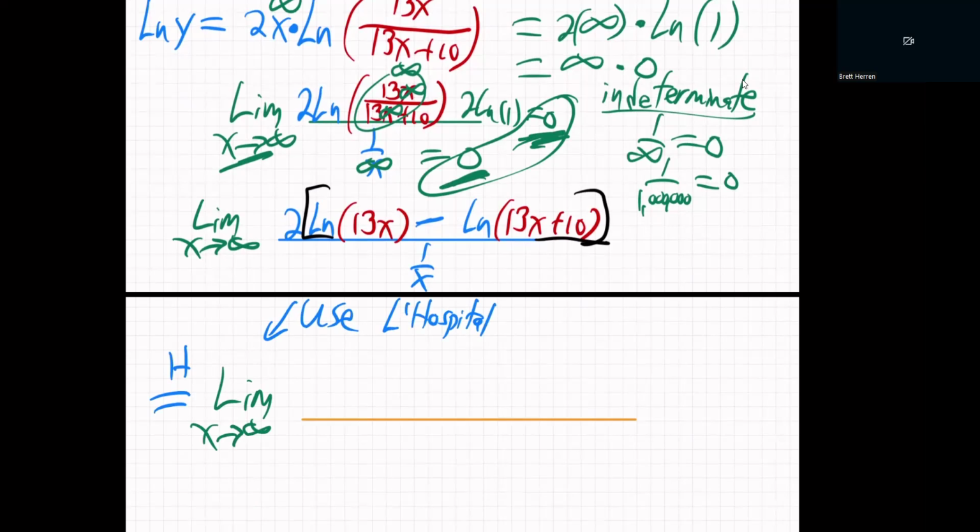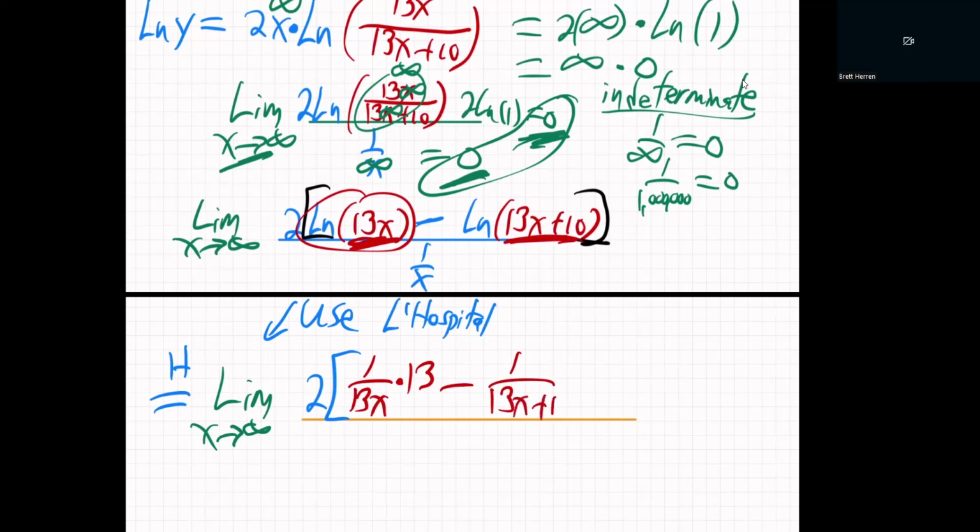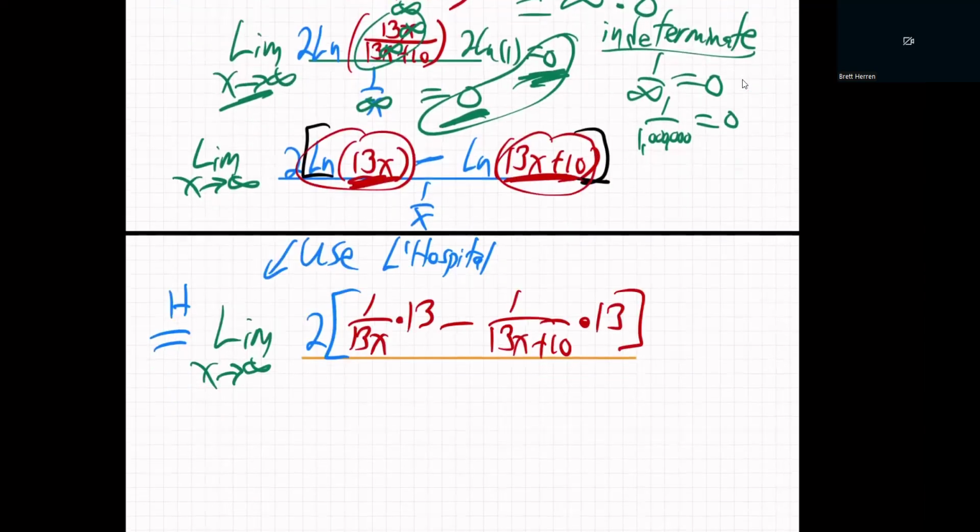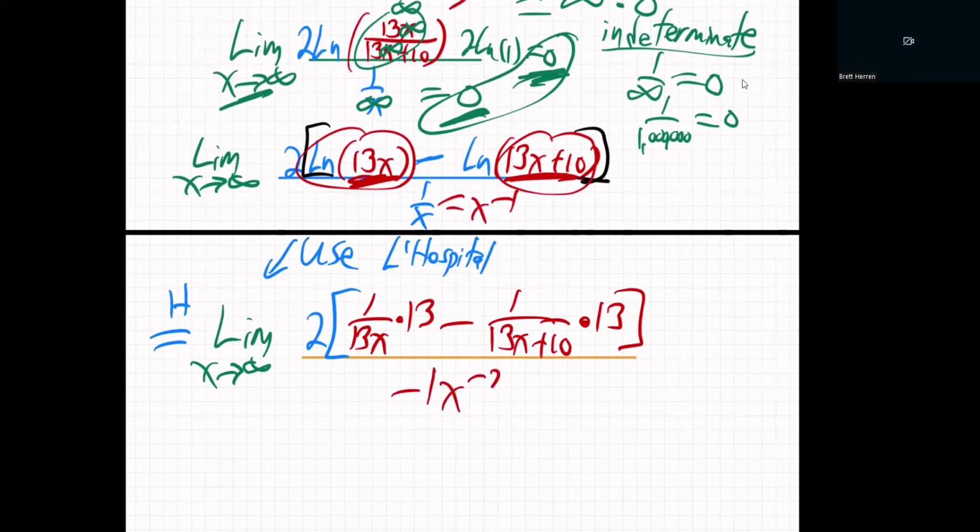So L'Hopital on the top, let's leave that 2 sitting in the front, not doing anything. But now what do you do with natural log 13x? Well, remember, for natural log, it's 1 over the argument times the derivative of the argument, because the inside is not a simple x. The derivative of the argument is 13, minus, same thing here, 1 over the argument, 1 over 13x plus 10 times the derivative of the argument. What's the derivative of 13x plus 10? It's just 13. Okay, on the bottom, now this is really x to the minus 1. So the derivative is minus 1 x to the minus 2.